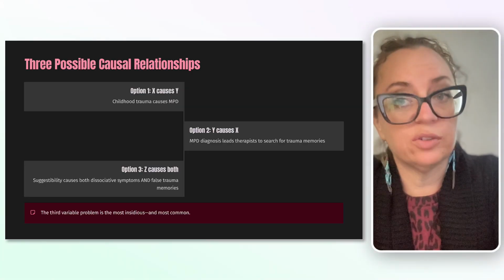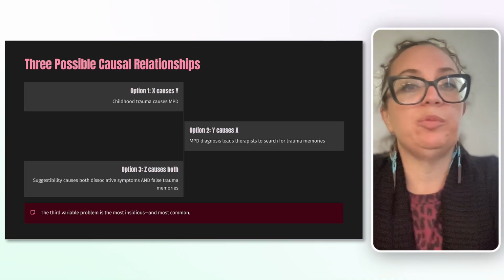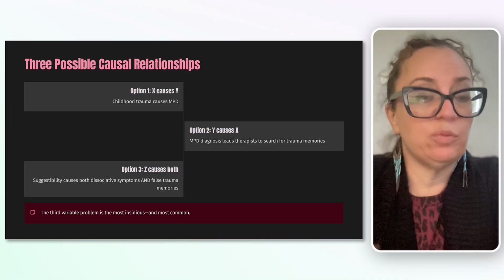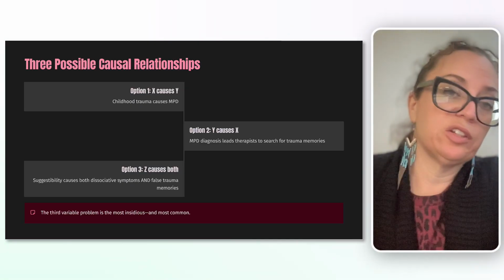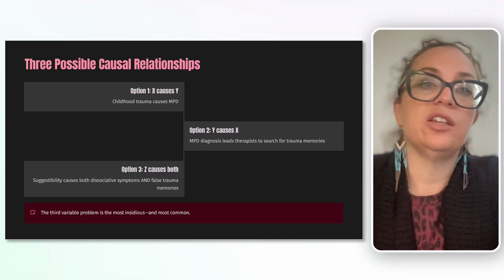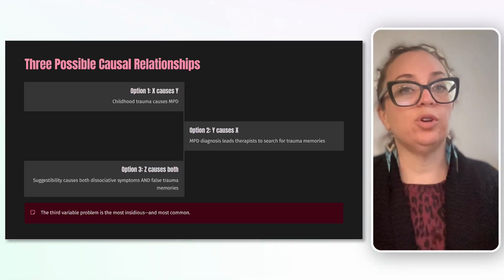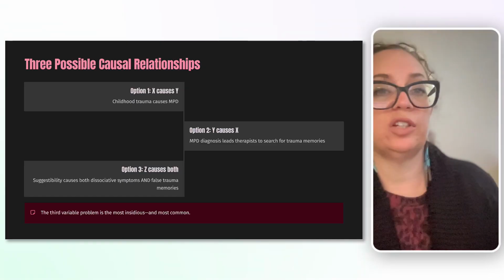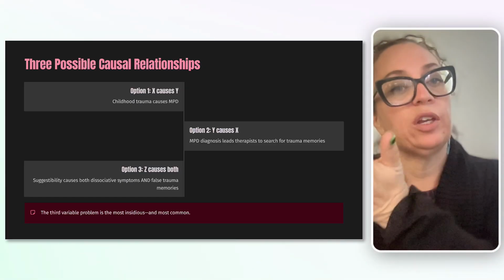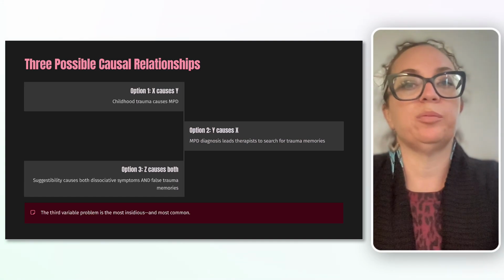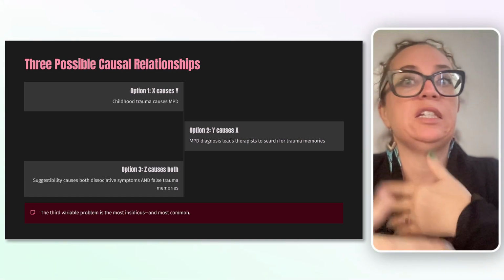It's not hypothetical. After the book and movie about Sybil came out, watch it or read it if you haven't yet, there was an explosion of multiple personality disorder diagnoses, and therapists started to search for trauma in these patients' histories, okay? Option 3 is Z causes both X and Y. This is called the third variable problem, and it's the most insidious one.